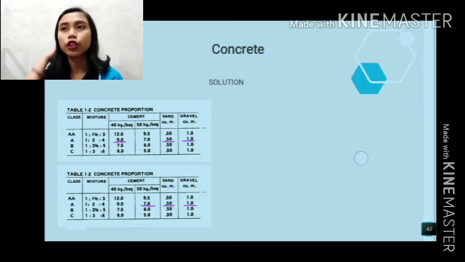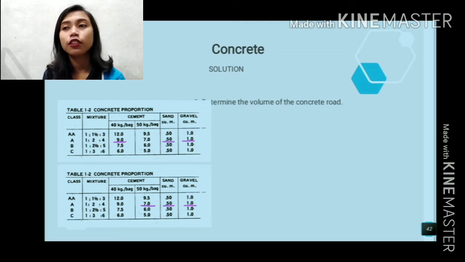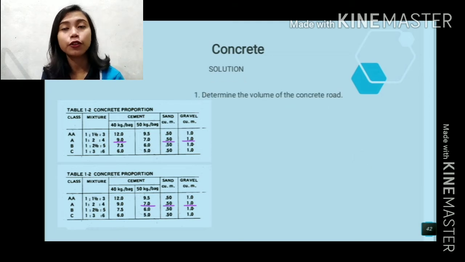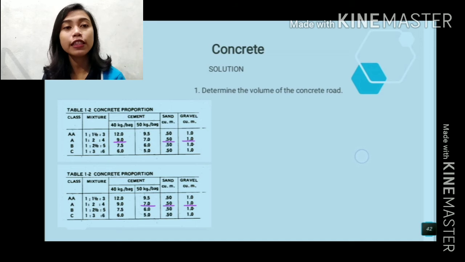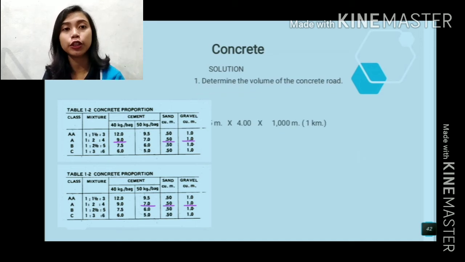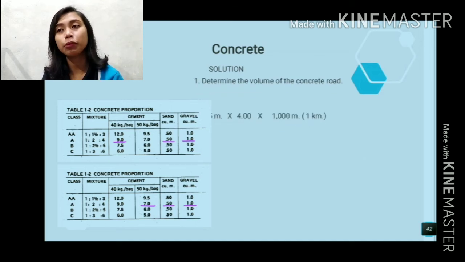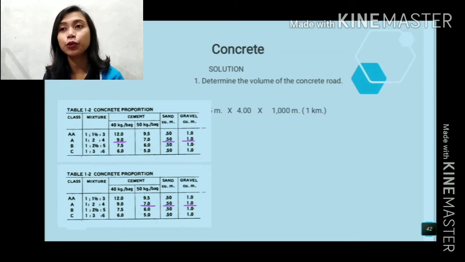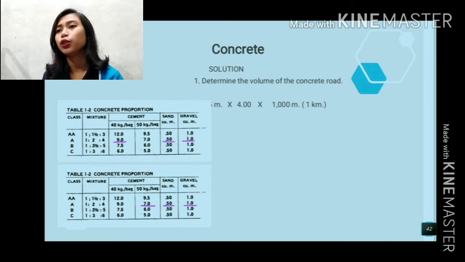So in solution, first, we'll determine the volume of the concrete road. The thickness of the slab, that is 15 centimeters, and the length, which is 1 kilometer, must be converted into meters, and that is equal to 0.15 meters and 1,000 meters. So we'll multiply 0.15 meters by the width 4 meters and the length 1,000 meters, which is equal to the volume of 600 cubic meters.